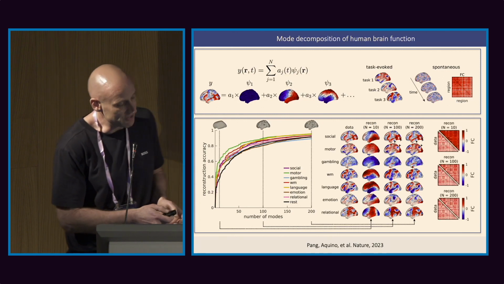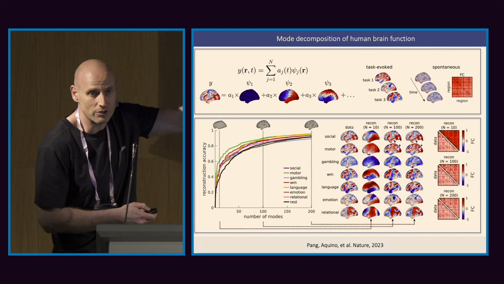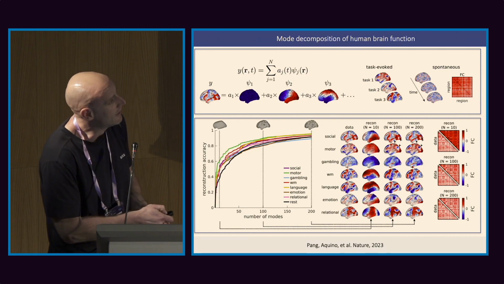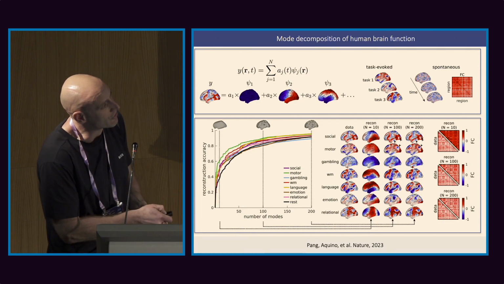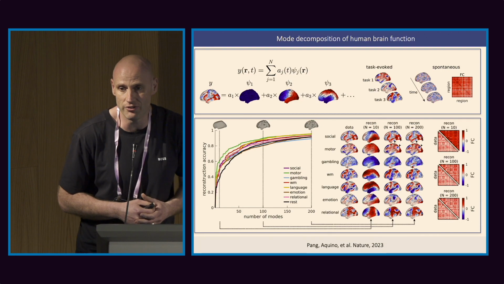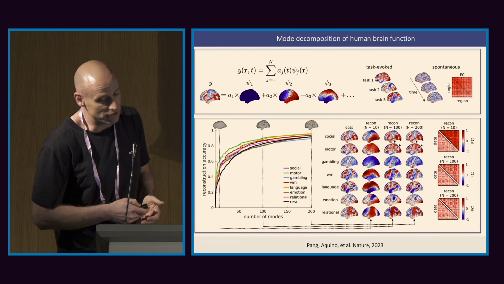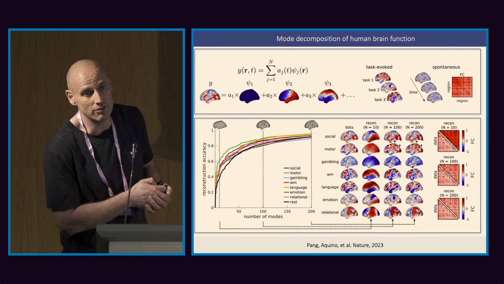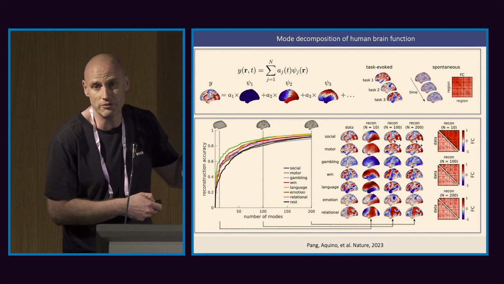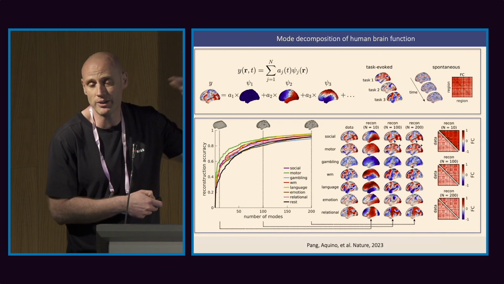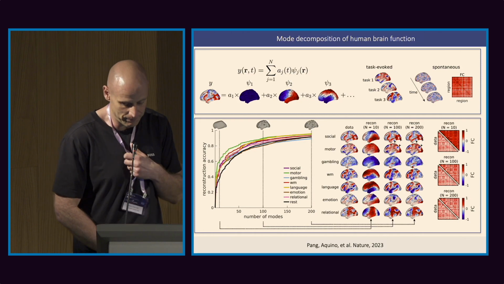And we see the same with resting state data. We can reproduce resting state functional connectivity data, and about 100 modes is enough to pick up the key features of the matrices. I'll just emphasize that this is purely using the geometric modes. All we've got is T1 weighted data, and we can reconstruct these different functional patterns.